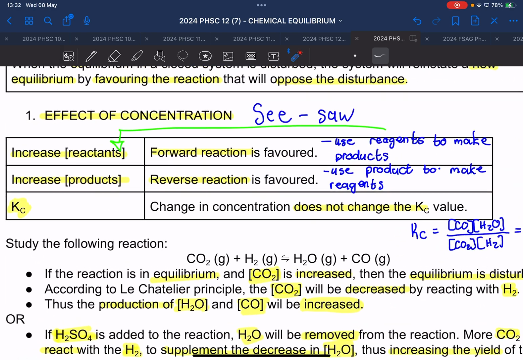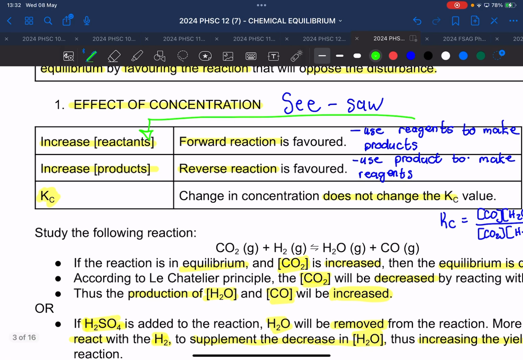So just to add it to here, because now our table only says increase, right? But what happens if we decrease? Okay, so if we, no, let me write it in blue. Okay, so if we decrease the products, our forward reaction will also be favored, right? Because we removed some of the products, we want to put more product back. How does that happen? By favoring the forward reaction.